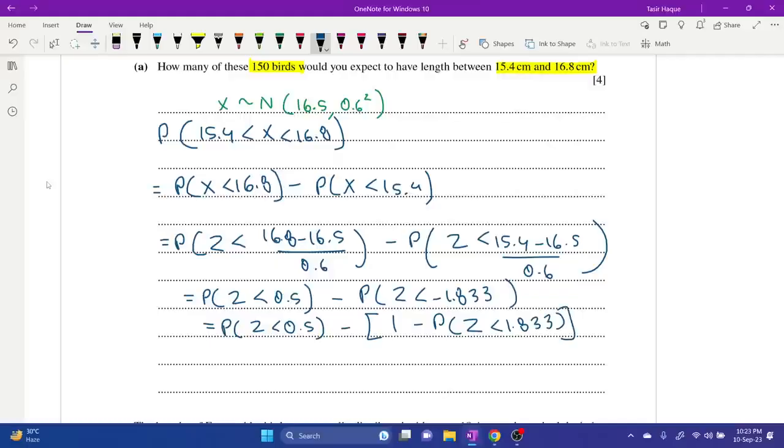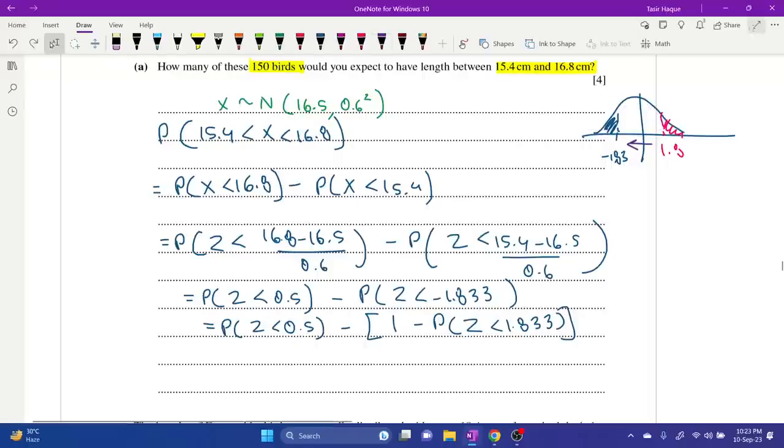What's the logic behind this? If you want to learn, minus 1.8 is somewhere here. So we are asked to find out this region. According to symmetry, this region over here is also the same. So if you subtract this purple region, which is less than plus 1.8, from 1, you get the pink region, which is equal to the blue one.